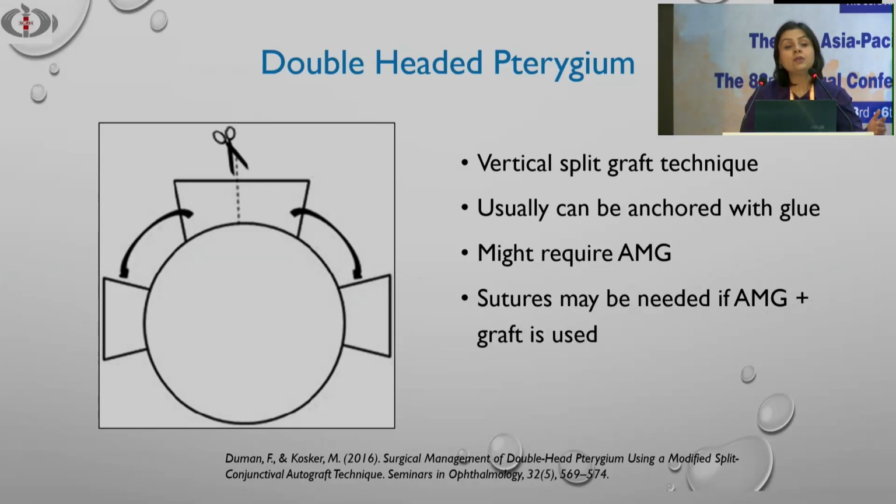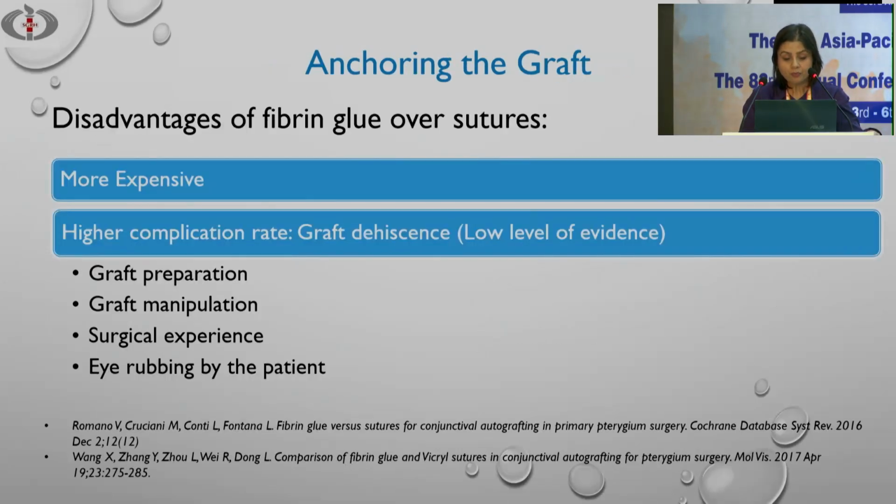And then we might need to use sutures, because if we have an amniotic membrane graft, and on top of that, we need to put a sliver of the conjunctival autograft near the limbus so as to prevent the recurrence, because we know that the recurrence rates are higher when only an amniotic membrane graft is used and not a conjunctival autograft. Now, are there any disadvantages of using fibrin glue over sutures?